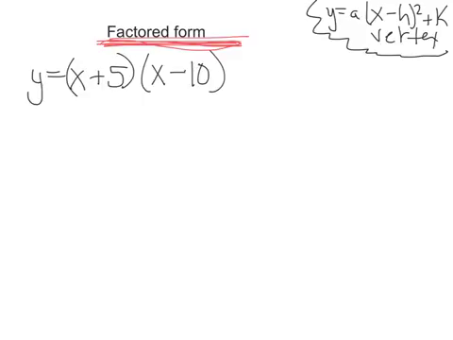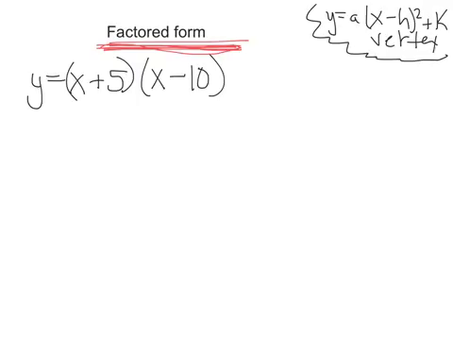We've finished vertex form and we've started factored form. So quick review, vertex form: y equals a(x minus h) squared plus k. And from this, our most obvious piece that we're given is our vertex of (h, k).